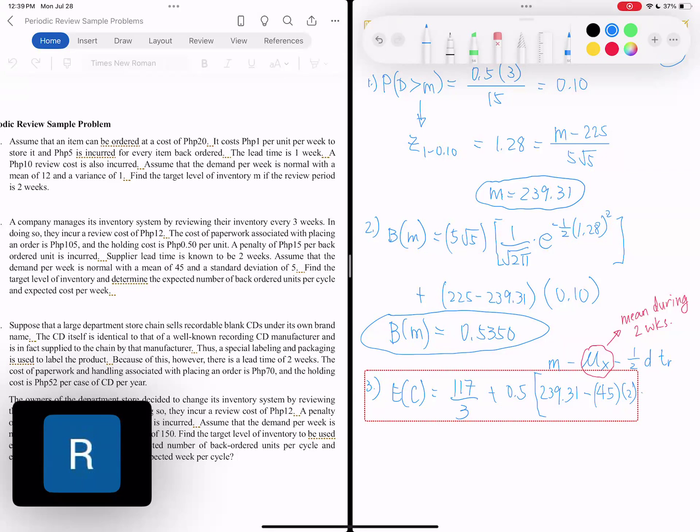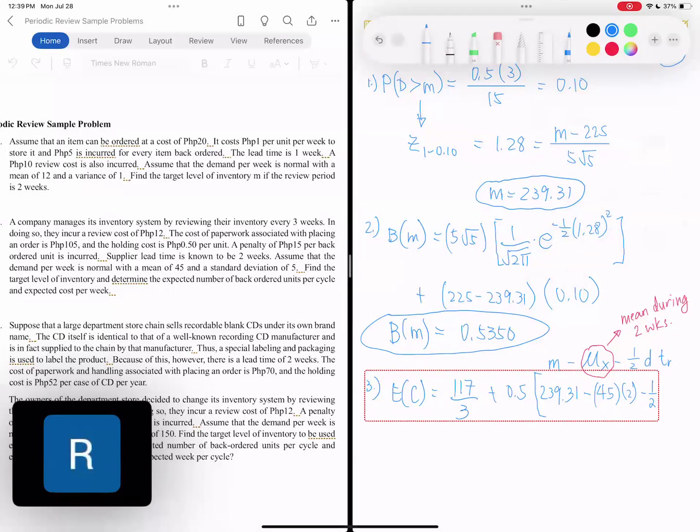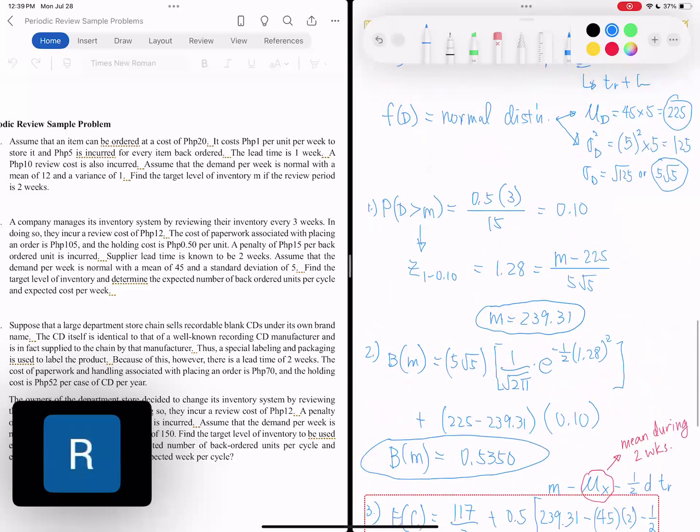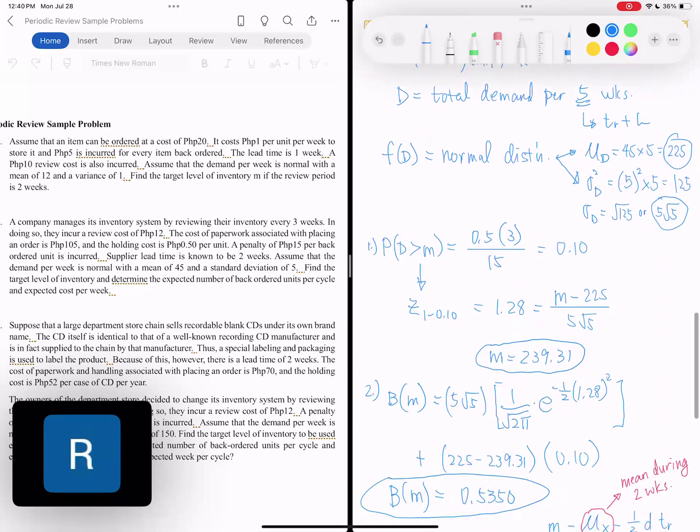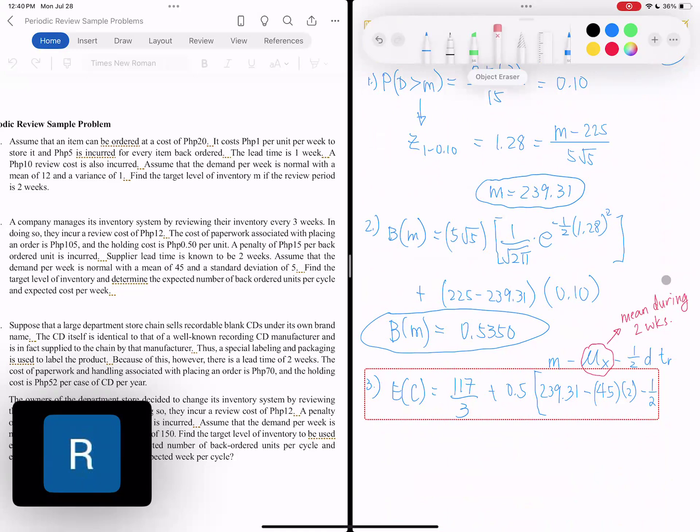Okay? So then, you subtract 1/2, and your small d is always your average demand per capital T, per 1 week in this example. Since you know the demand per capital T, we wrote it earlier. Here, that's the 45. So that's times 45. And then TR is equal to 3 weeks times 3. So that's your holding cost right there.